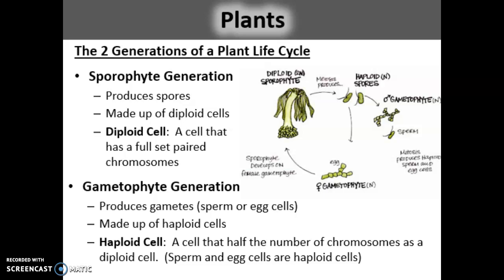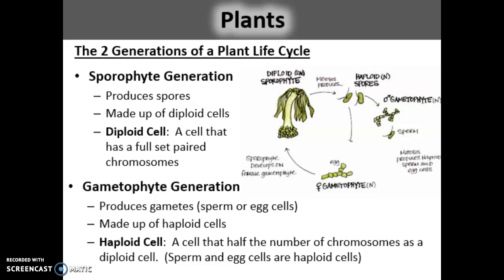The second generation of the plant's life cycle is the gametophyte generation. The gametophyte generation is the generation that reproduces with gametes. Your gametes are your sperm cells and egg cells. Right? Now, for us, our sperm cells and egg cells are the only haploid cells that we have in our body. A haploid cell is different than a diploid cell because a haploid cell has half the number of chromosomes. So while we're entirely made up of diploid cells with 46 chromosomes, our sperm cells and egg cells only have 23 chromosomes because they're haploid and have half the number of chromosomes.